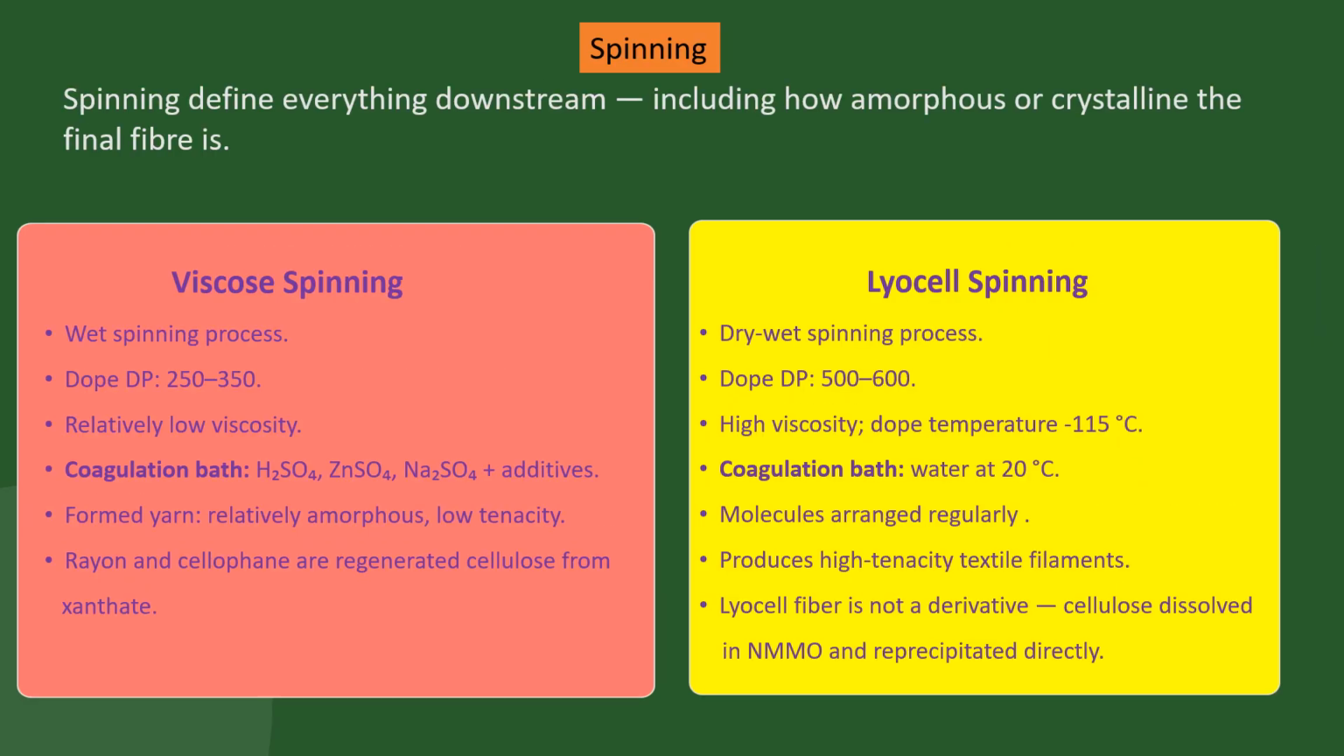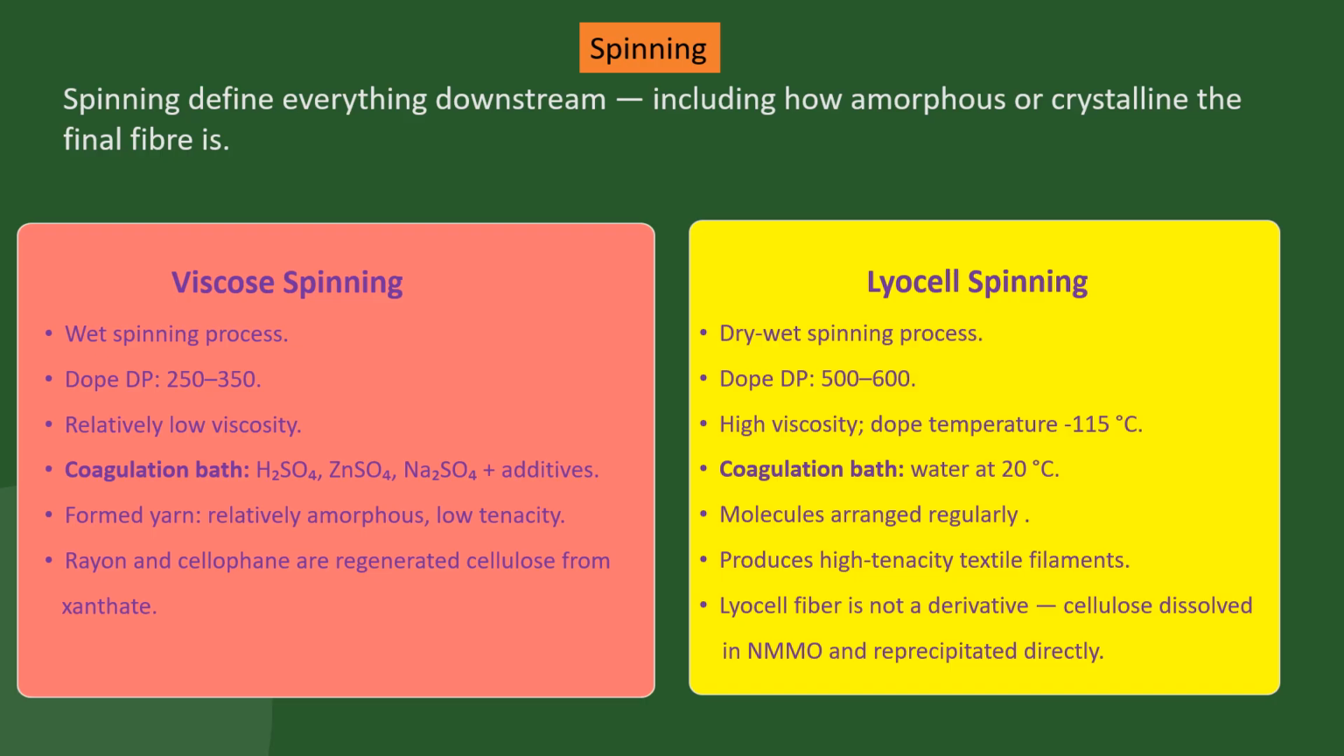Spinning is the most critical step in fiber production because it determines the final structure, strength, and performance of the fiber. In the viscose process, wet spinning is used. The spinning dope has a lower degree of polymerization, typically between 250 and 350, and relatively low viscosity. The filaments are coagulated in a chemical bath containing sulfuric acid, zinc sulfate, and sodium sulfate. This rapid regeneration produces a fiber with a more amorphous structure and lower tenacity.